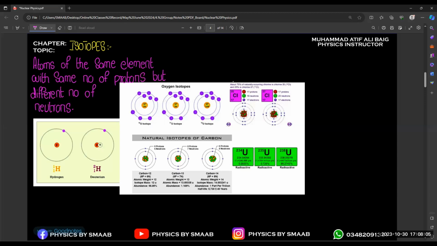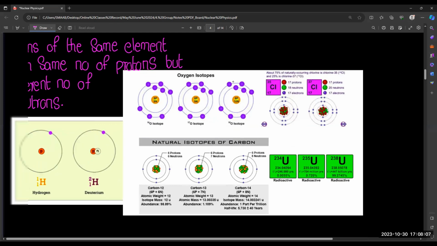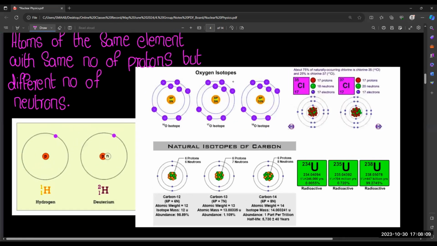And for example, there are already many isotopes. Examples of isotopes are on the screen, so you may take the reference from that. You can see the first one, the basic one, that is hydrogen. Normally hydrogen contains one proton and no neutron. But in the second state, known as deuterium, you have one proton but a different number of neutrons.